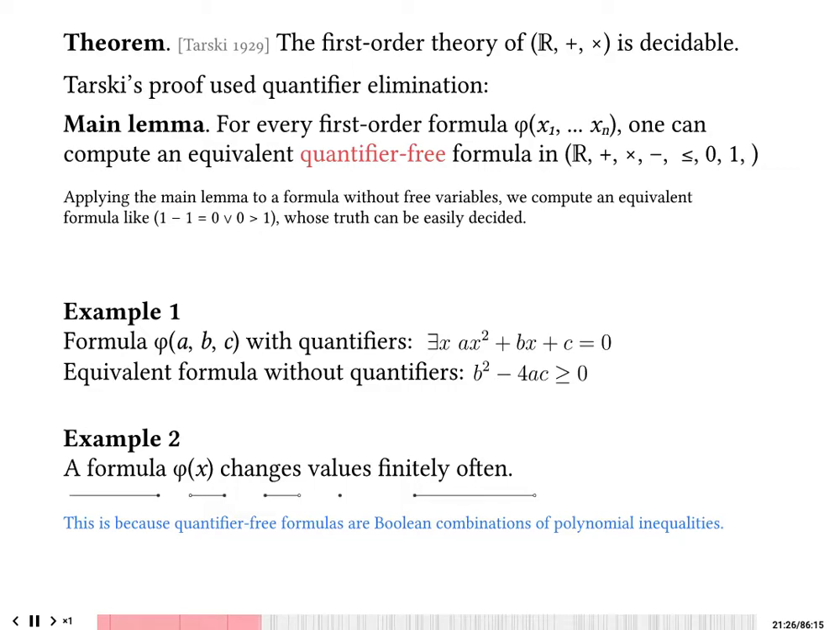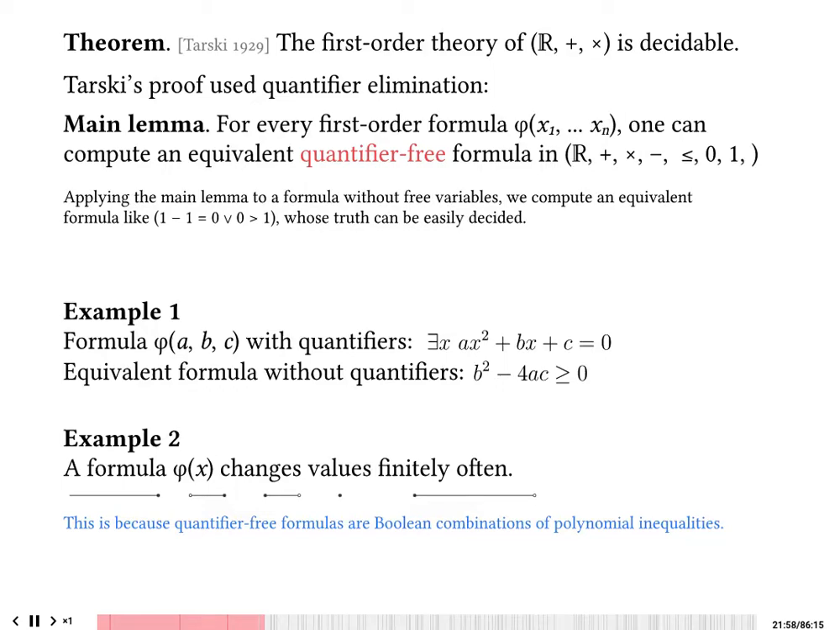And if it's a finite Boolean combination, then since every polynomial changes sign finitely often, the formula itself will change truth values finitely often, and hence it's going to be a finite union of intervals, closed, open, open, closed, and so on. In particular, if you think about the property "x is a natural number", this property changes values infinitely often, and therefore it cannot be defined in first order logic just using the field operations.